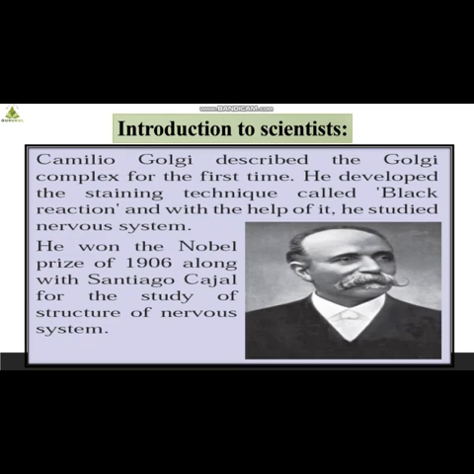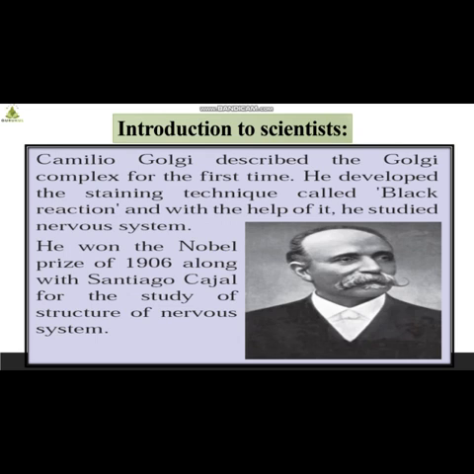Introduction to the scientist. Students, Camillo Golgi described the Golgi complex for the first time. So you must be wondering why the name is Golgi complex. Let's remember the scientist Camillo Golgi, who described the Golgi complex for the first time. He developed the staining technique called the black reaction, and with the help of it he studied the nervous system. So these are certain of his contributions.